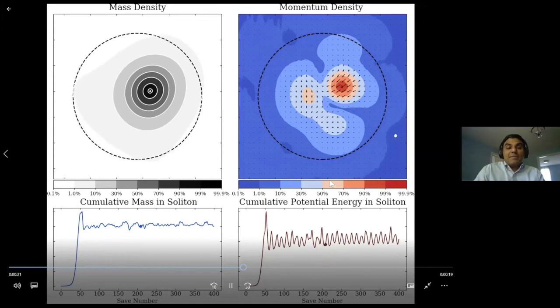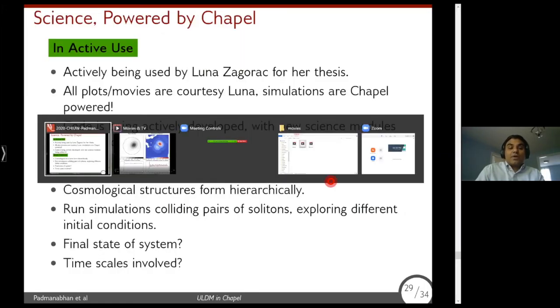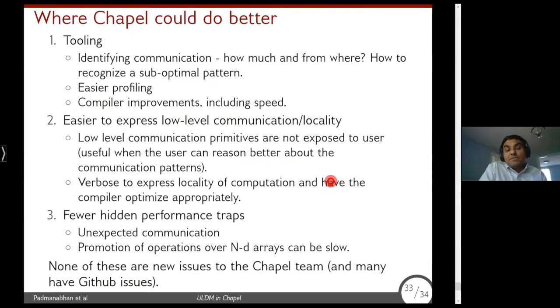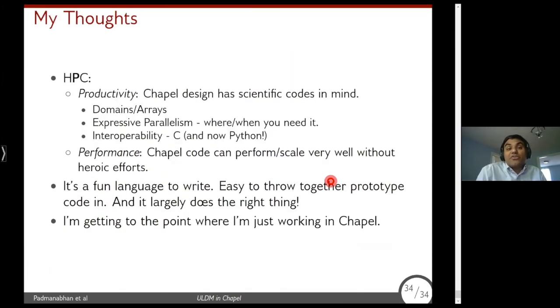So let me come back to where we ended up. These were just snapshots from this. People have already identified this. These were some of the things we learned while we were thinking about Chapel, where we could have benefited from a little better tooling, some ways and cases to express low-level communication or to not require it if we could get away with it, and these hidden performance traps that lay through. I should add that none of these are new issues to the Chapel team. Many are issues that are tracked on GitHub.